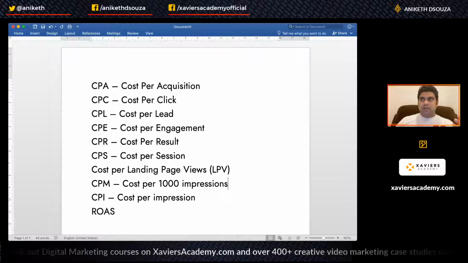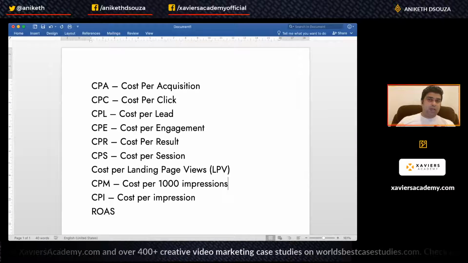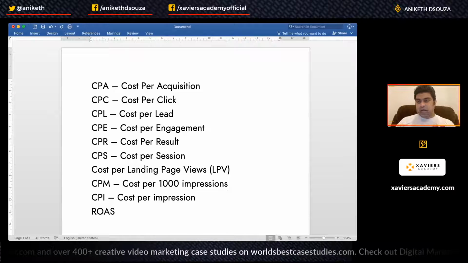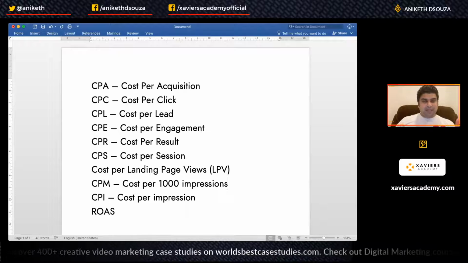In most cases, CPMs typically range between 28 to 30 rupees, which means the cost for reaching 1,000 people is 28 rupees, or the cost for reaching 1,000 people is 10 rupees. So that's basically how it goes. It varies based on that.